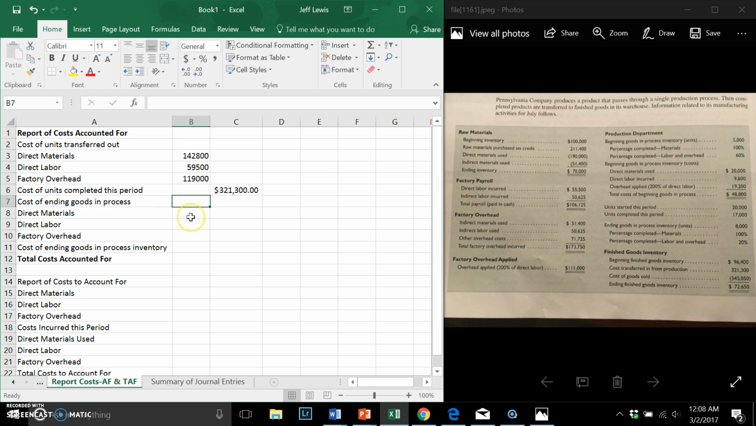And now we have to calculate the cost of ending goods in process. So to do that, we're going to take our EUPs, which we calculated before. You find that they come in really handy when you're doing step number 4. Because we're going to do 8.4, which is what we calculated as the EUP for direct materials, and multiply it times 8,000, which is the number of units in our ending goods in process. There's that for direct materials, and we're going to do the same thing for direct labor and factory overhead. So it's the exact same thing as the last step, except this time we're using 8,000 instead of 17,000.